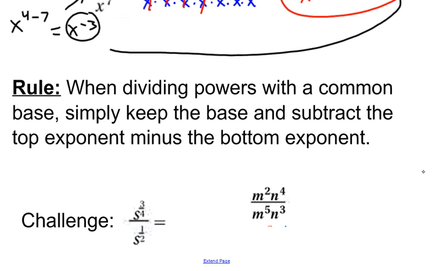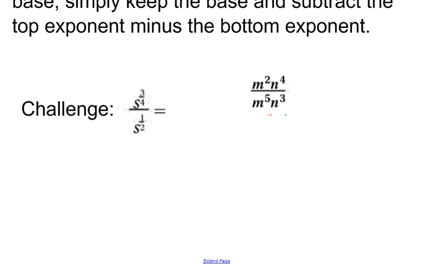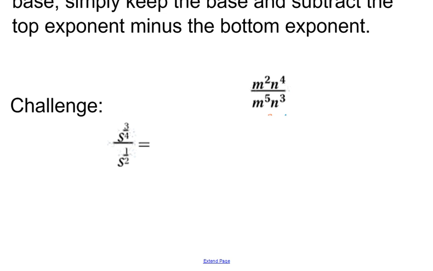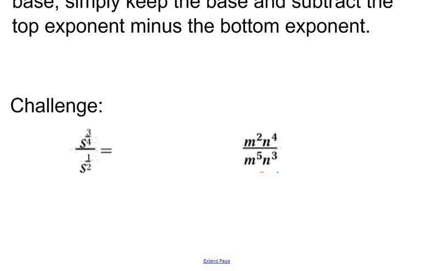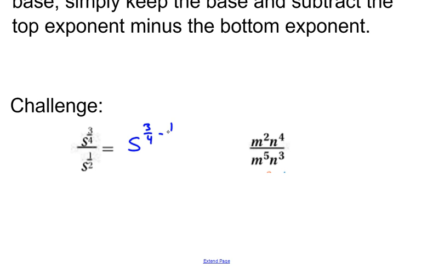Now I have two challenge problems if you'd like to try them right now. I've got some more at the end. But for instance, this first one, you have to use that property. There's no way you really can do it without using that property. And that property, if you do it correctly, would be saying you keep that base of an x and you do 3/4, the top exponent, minus 1/2.